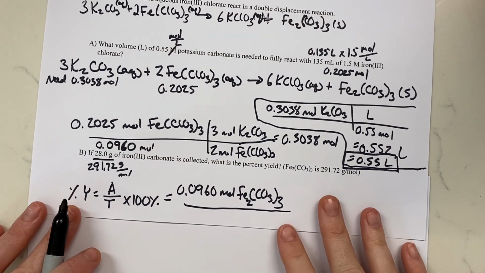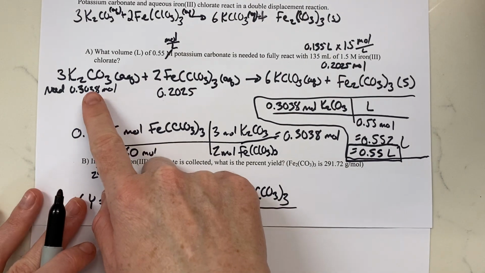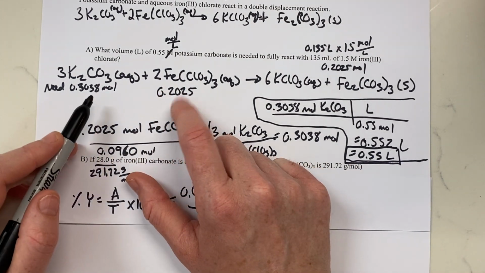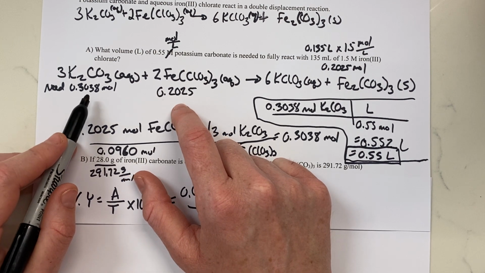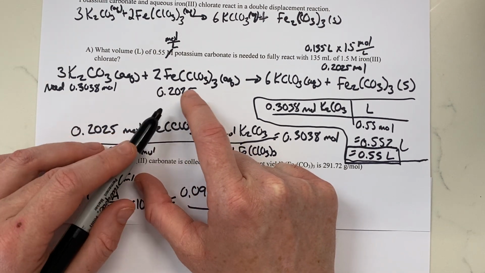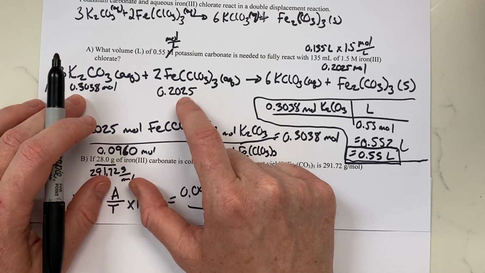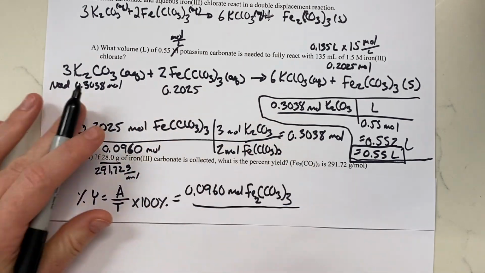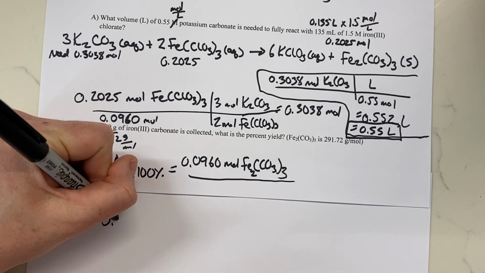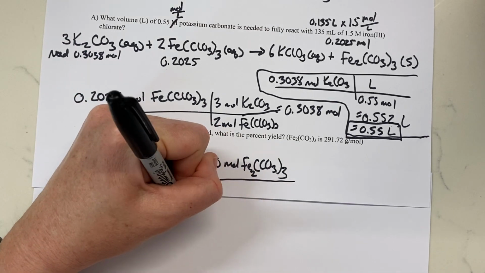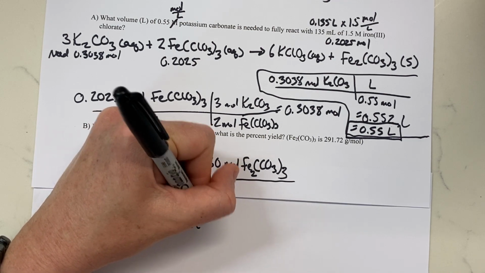All right, so our theoretical is we just have to look for our limiting reactant. Because they're both the same, it should be equal amounts, so we could choose either of these to be our limiting reactant. For example, if you divide this by 2, you divide that by 3, you should get the same number. So you can choose either one. I'm going to go with the iron because it looks easy. So we're going to say 0.2025 mole of iron chloride.